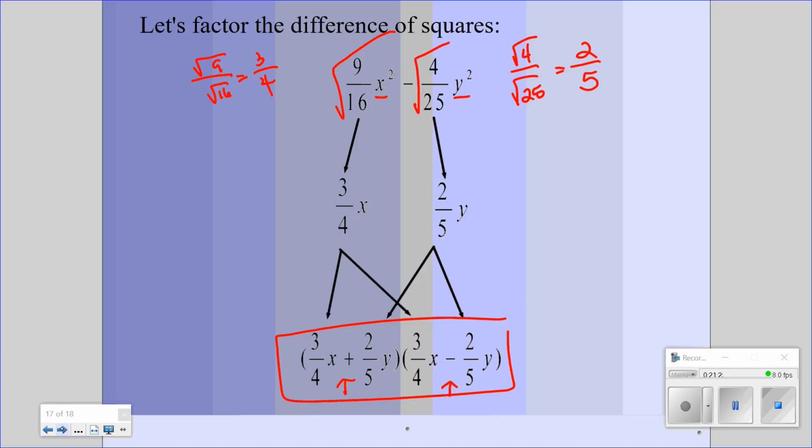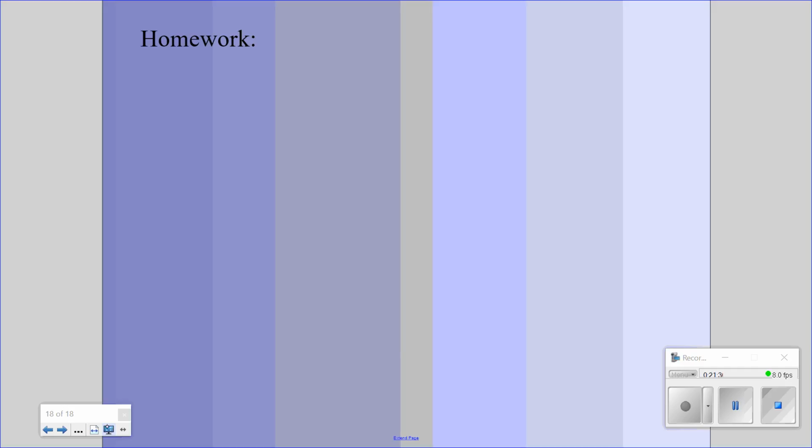So don't freak out if you see fractions. We can take the square roots of those too. And that is all for our lesson today.